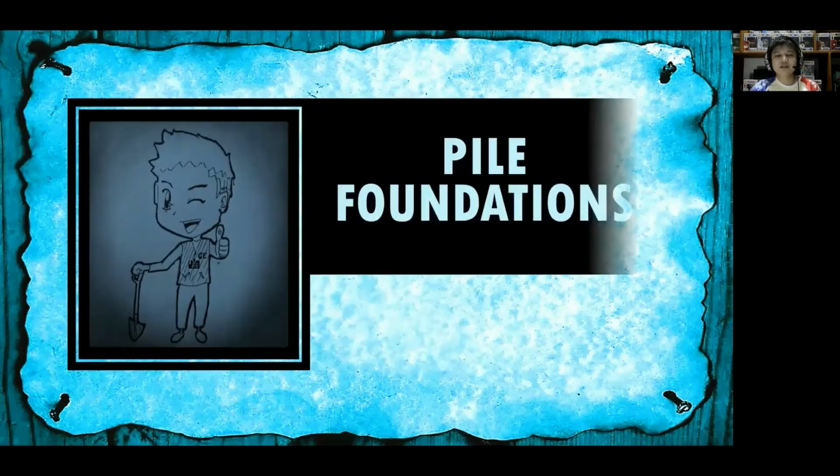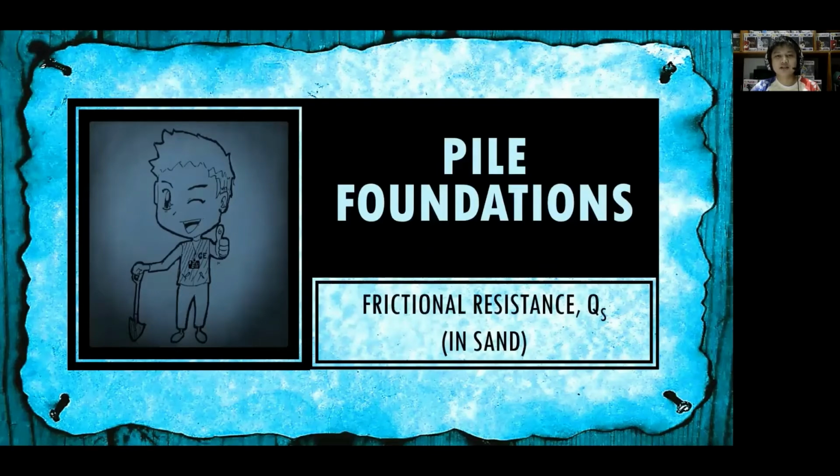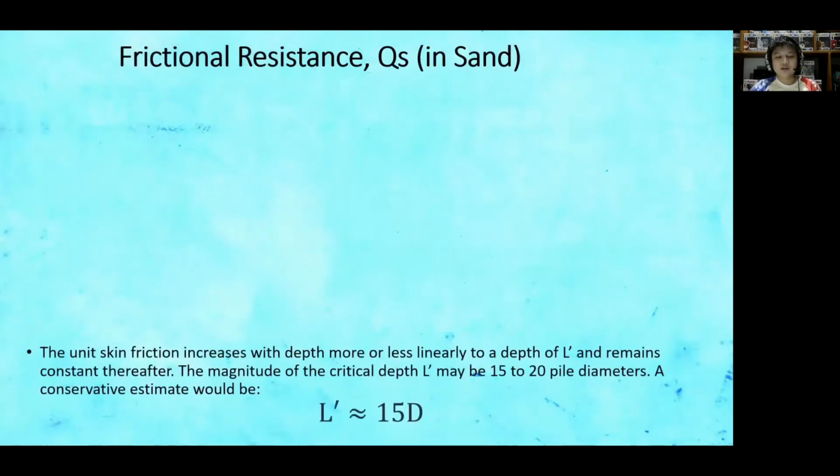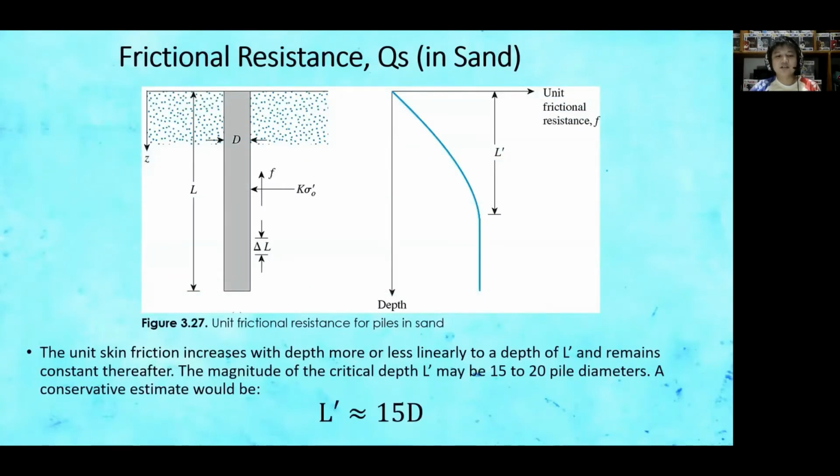Good day, the topic is frictional or skin resistance Q sub S in sand. For the general method, the unit skin friction increases with depth more or less linearly to a depth of L prime and remains constant thereafter. The magnitude of the critical depth L prime may be 15 to 20 times the pile diameter. A conservative estimate would be L prime is approximately equal to 15 times D, as presented in figure 3.27.